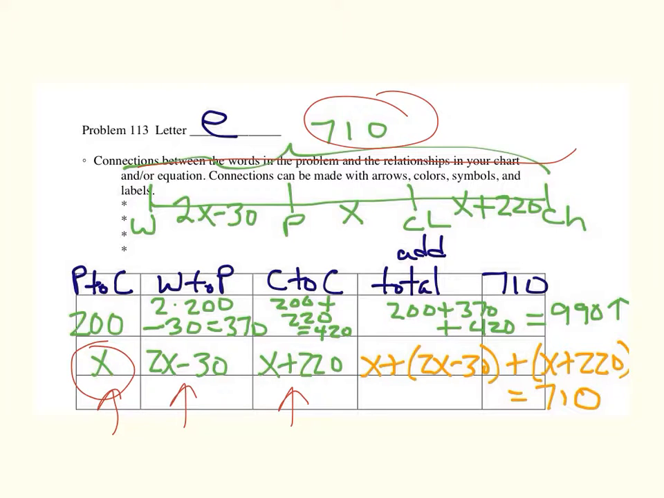So then I added all three of those. I put the Washington to Pittsburgh in parentheses and the Cleveland to Chicago in parentheses. I don't have to, but I did that, so I can see exactly which one of these is which. x is the first part of the trip, 2x minus 30 is the second part, and x plus 220 is the third part of the trip. And then the total trip is 710. So I built my equation off the fact that that total is 710. So this is what my initial equation looks like.